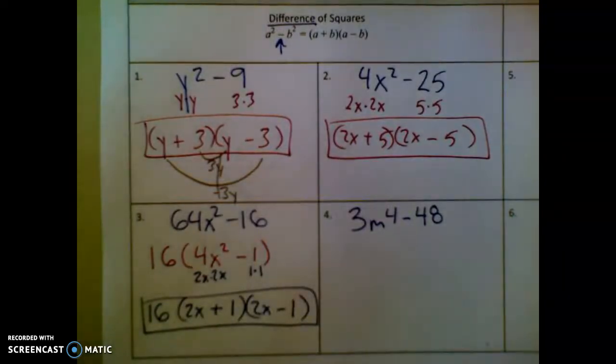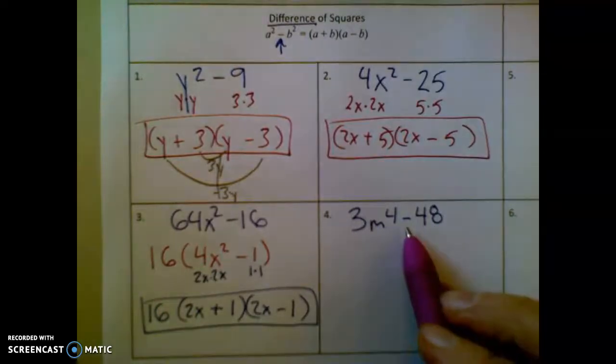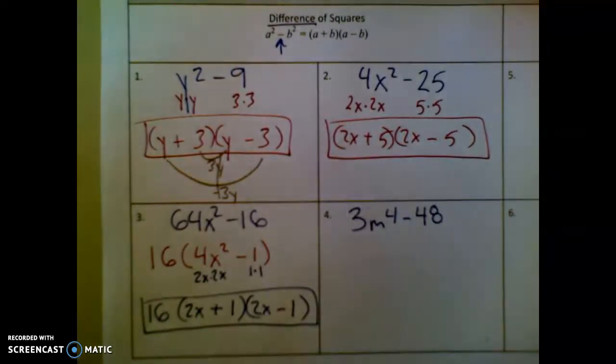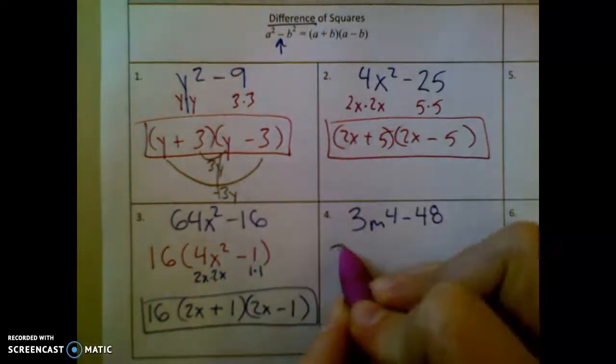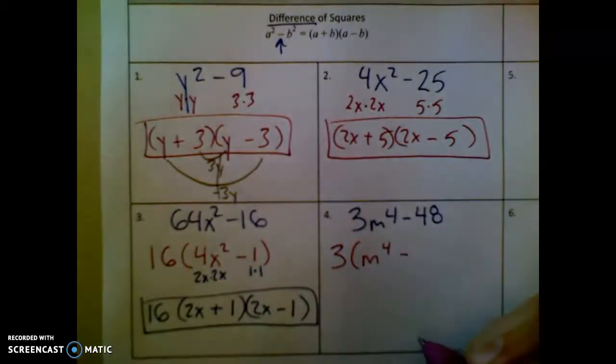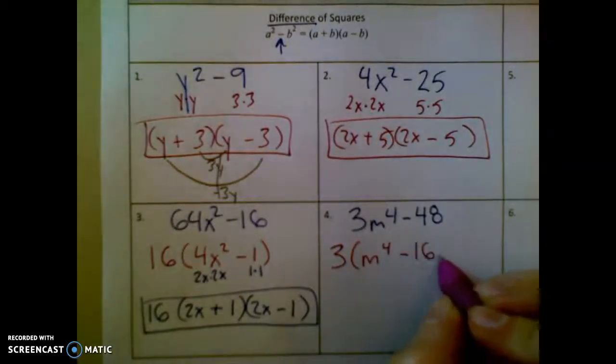Okay, last one. Again, I'm going to check for the difference of squares. Difference, check. Uh-oh, these are not squares. But maybe when I take the GCF out, it might be squares. So does 3 go into 48? Yes, it does, leaving me 3. Divide here, you just get m to the 4th, minus, and then 48 divided by 3 is 16.